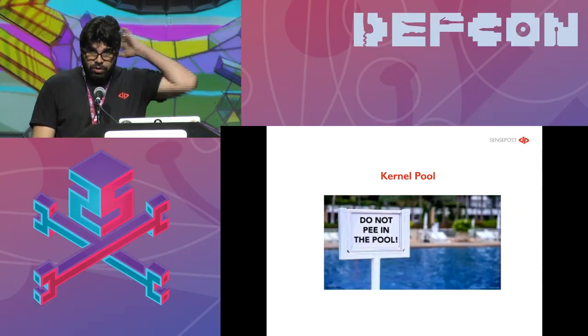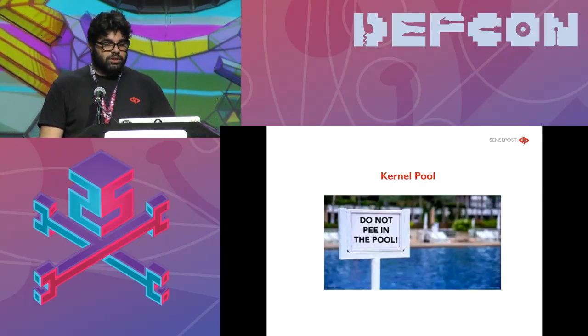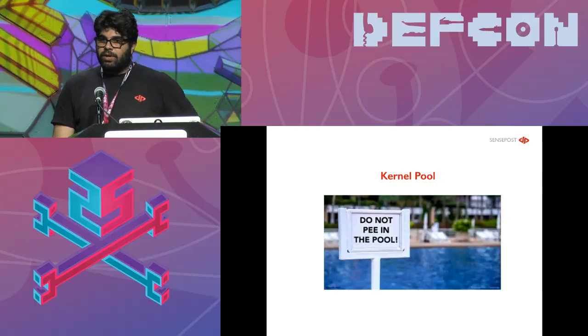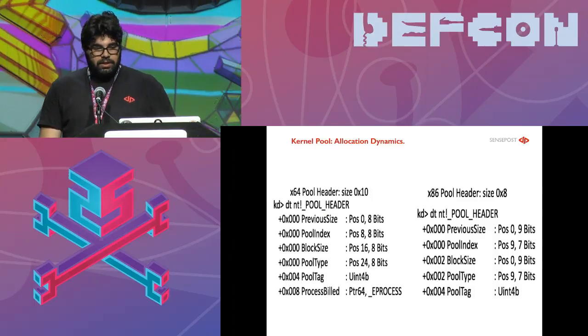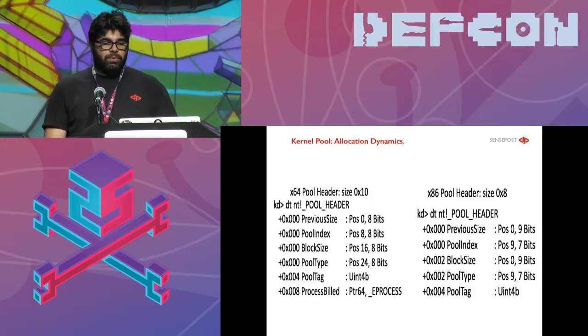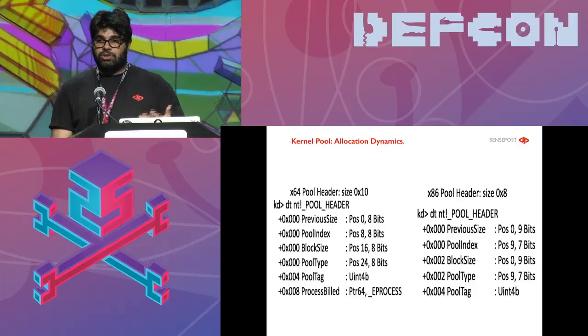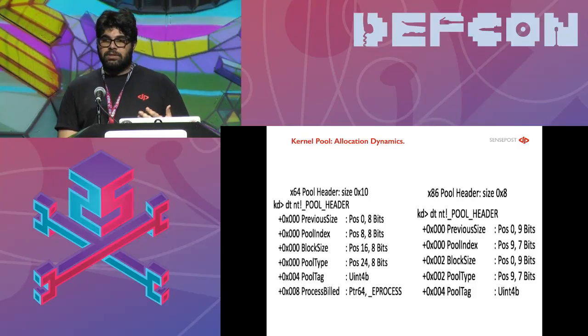The first thing that I have to talk about before we get into the juicy stuff is the kernel pool. You can think of the kernel pool as the heap memory that the Windows kernel uses. Any object allocated to the kernel pool will have a pool header attached to it. For 64-bit systems, this header is 16 bytes in size, and for 86-bit systems, this header is 8 bytes in size.